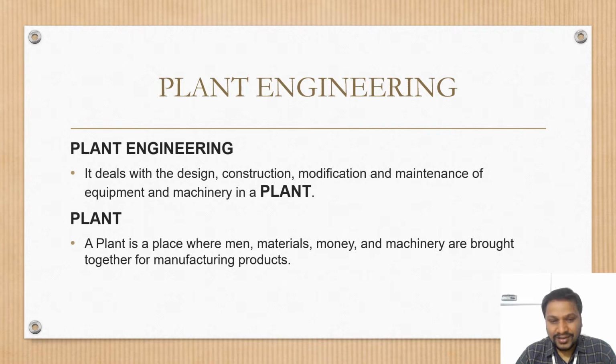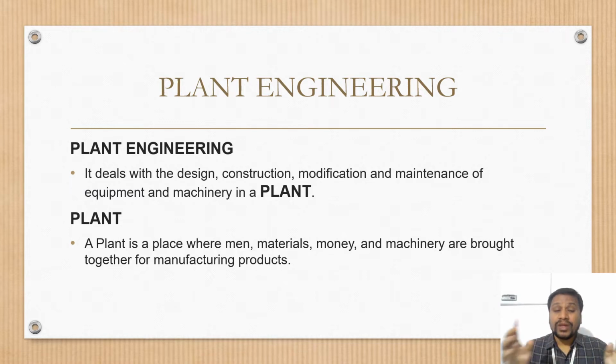So what is a plant? What is a factory? What is an industry? Okay, so a plant basically depends on 4M. So what is 4M? 4M is M for material, M for men, M for machinery, M for money.